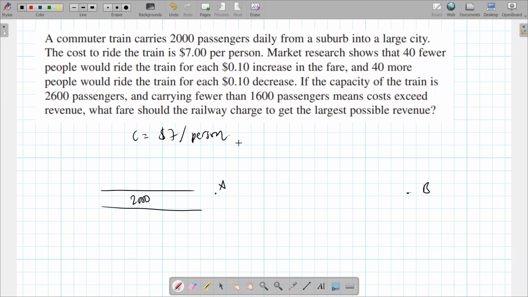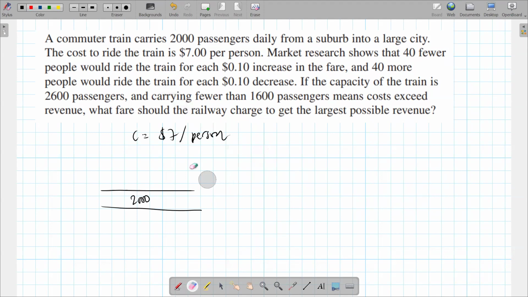Market research shows that 40 fewer people would ride the train for each 10 cents increase in the fare, and 40 more people would ride the train for a 10-cent decrease in the fare. If the capacity of the train is 2,600 passengers and carrying fewer than 1,600 passengers means costs exceed revenue, what fare should the railway charge? Okay, cool. So this is the question.